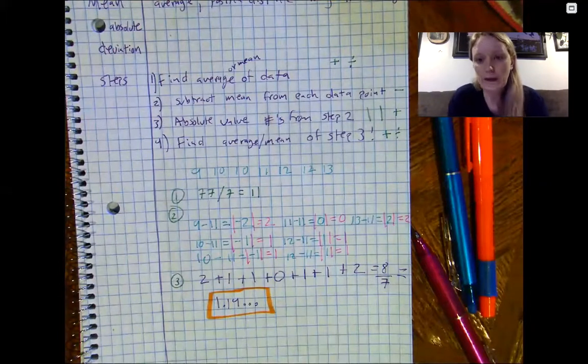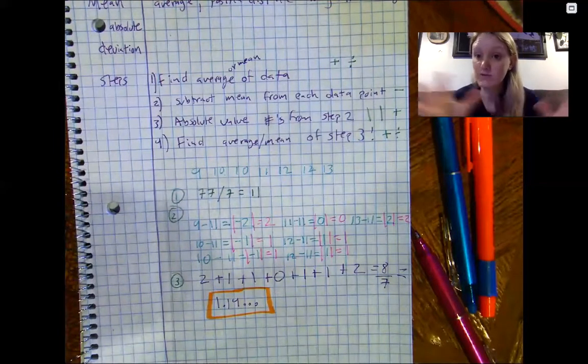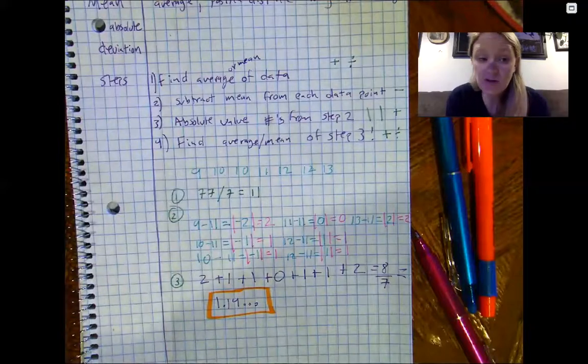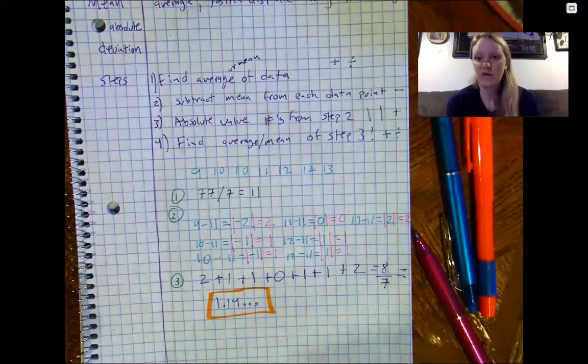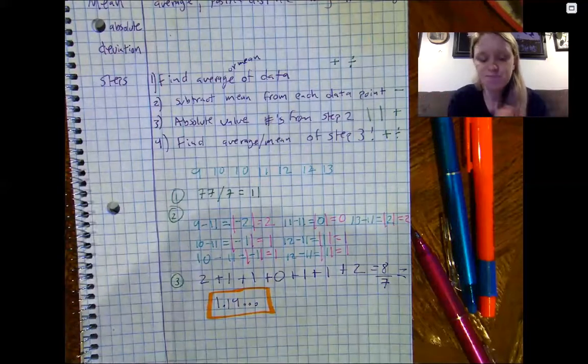Okay. Your range, remember, it's the highest minus the lowest. It tells you how spread apart your data is, so you know if it's really close and clustered or if it's spread apart. Your outliers, again, your outliers tell you if you have data that's too high or too low.